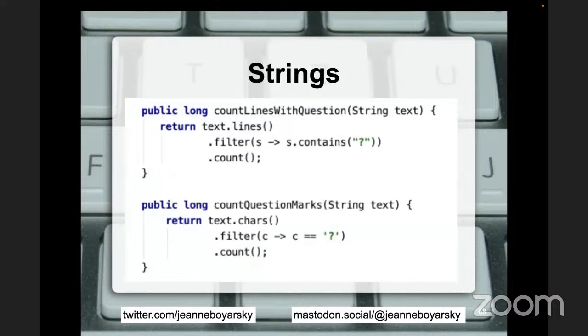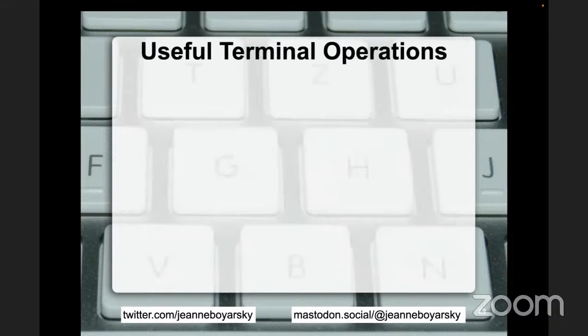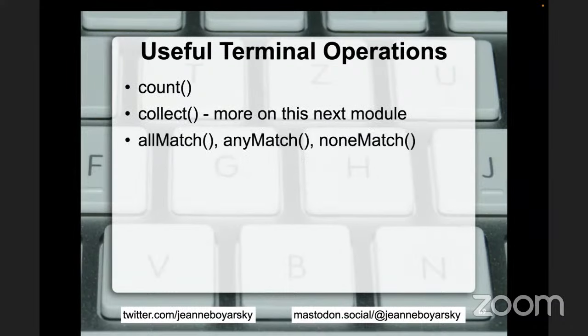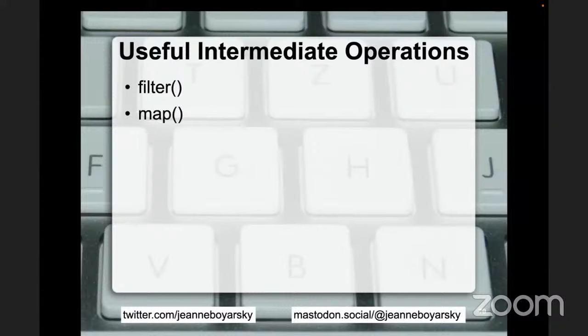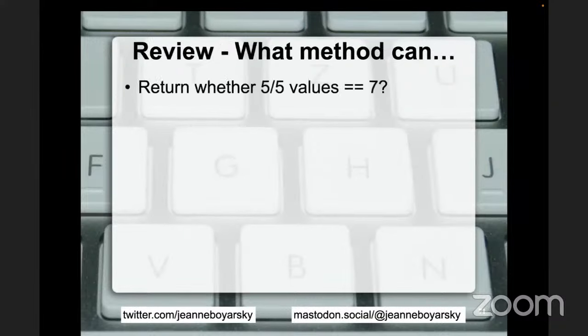Now we have some operations on strings and characters. On string, you can call .lines, which breaks up your string into lines and turns it into a stream for you, and then you can do whatever you want with a stream. There's also on a string, there's .chars, which does the same thing, but for characters. So it breaks up your characters and you can do whatever you want with those. There's also a bunch of useful terminal operations. You can use count, you can use collect, all match, any match, none match, find any, min, max, for each, to array, to list, and many, many more. There are also a whole pile of interesting intermediate operations.